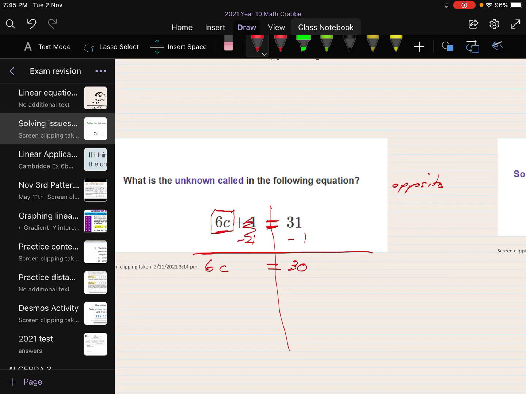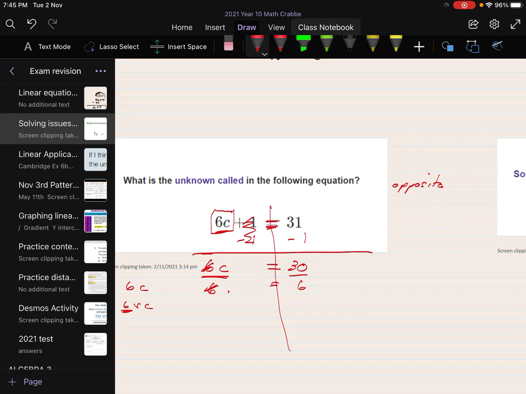Now we're almost there. We've got 6c, but we only want to know what just c is, a single c. So we need to get rid of this 6. So 6c is basically 6 times c. So in order to get rid of the 6, I have to do the opposite operation. So if it's timesing, I then have to divide. So 6 divided by 6 goes away. Whatever I do to this side, I must do over here.